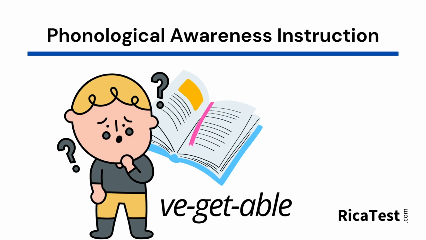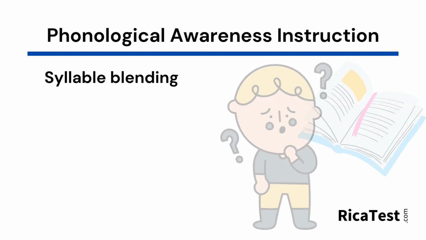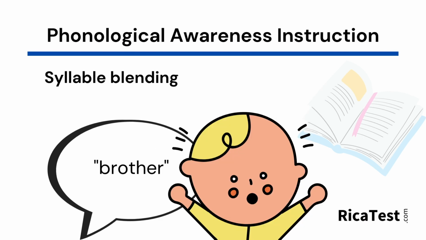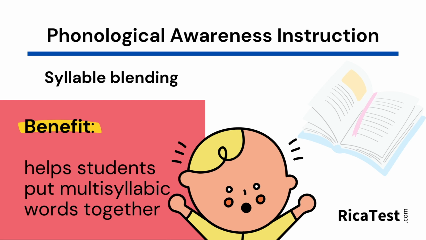In this example, this student is having a challenging time reading multisyllabic words. In this case, the teacher will work on syllable blending with the student. The instructional method to teach syllable blending is when the teacher prompts the student by saying something like, "What word do we get if we put bro and there together?" And in this case, the student should reply, "Brother." Syllable blending helps students put multisyllabic words together.